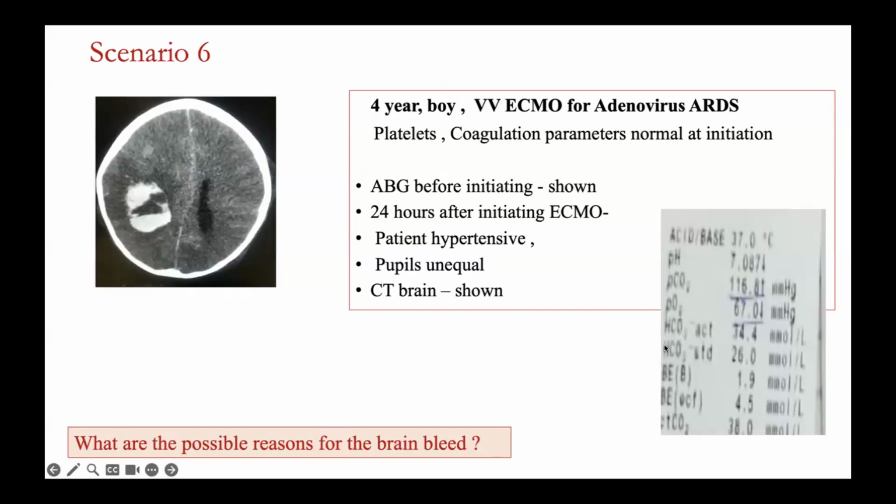So another reason for bleed, and I think the other speakers have alluded to, this was a boy, VV ECMO, adenovirus, all the platelets, coagulation factors were normal at initiation, patient hypertensive.